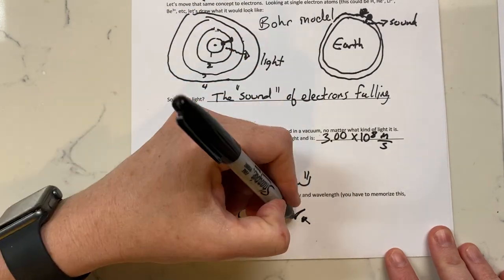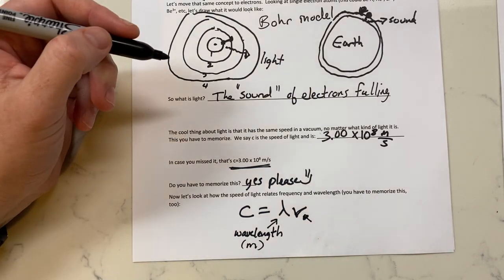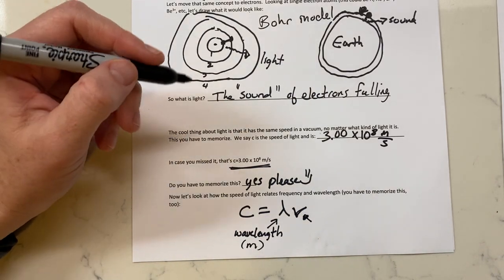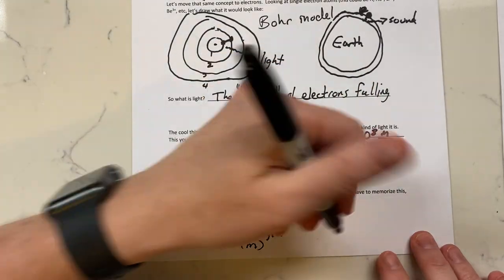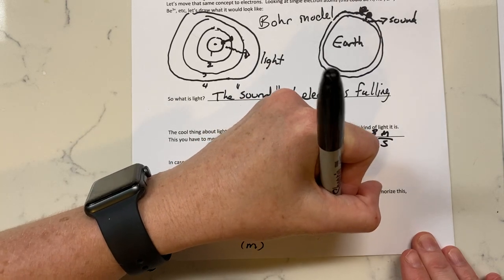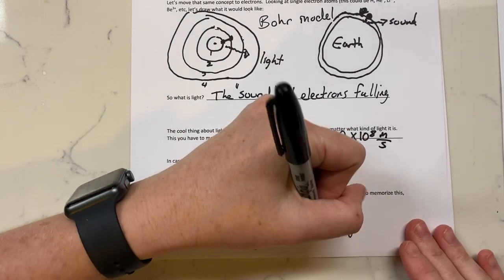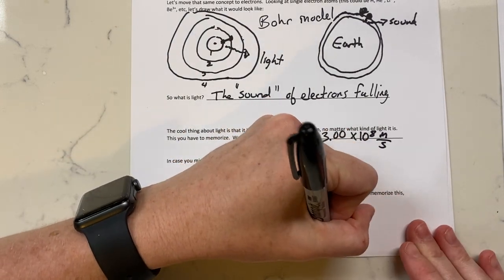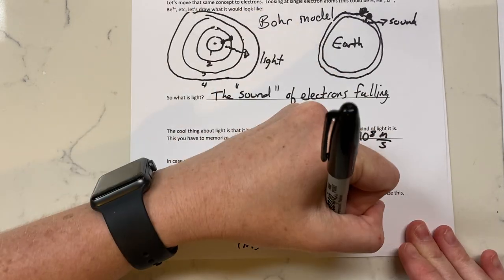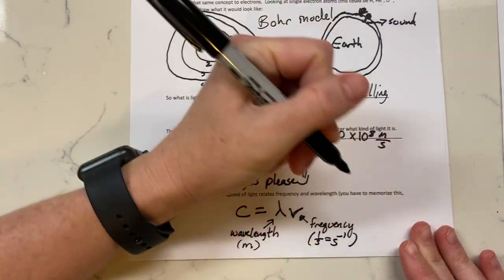It looks like a V, but it's kind of a V with a little bit of tequila in its system or something. It's kind of falling over. And this is frequency. And its units are per seconds. So you could say 1 over seconds, which is the same thing as saying seconds to the negative 1.